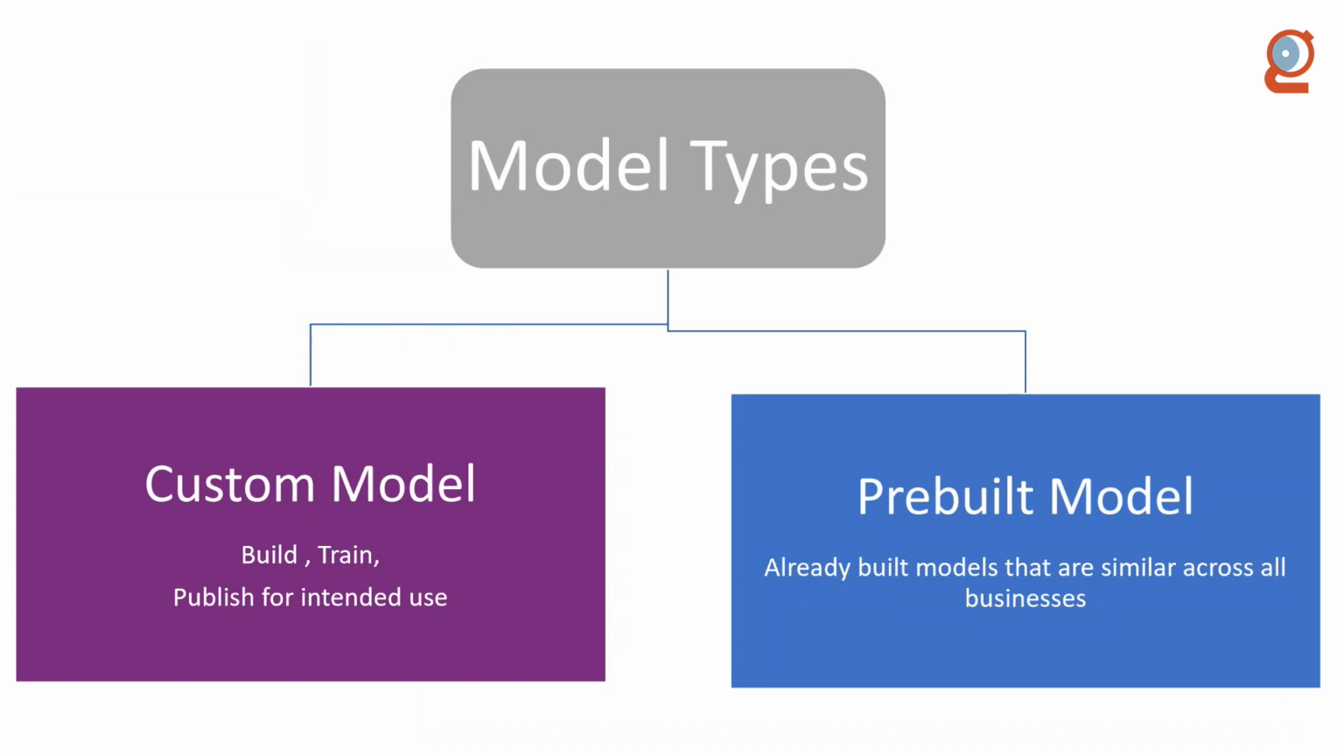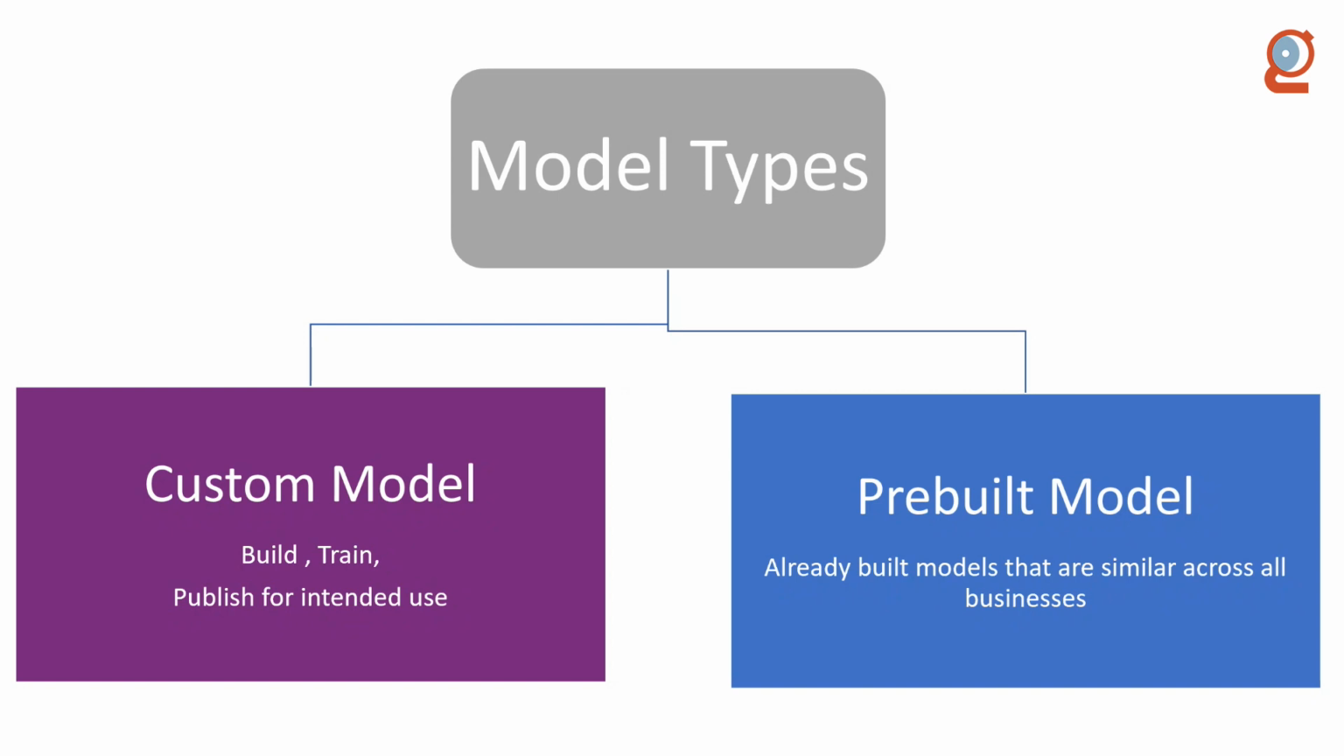So for the AI Builder, we've got two models. First of all, we have the custom models, where you can build, train, and publish for intended use. For instance, this might be a business process specific to yourself, a specific function within your business. Then definitely you need to use the custom model to train your model. For instance, your business might have its own way of processing its data, and you want to build a custom model purposed for yourself and your company. So for this, you need to train your model on how to do that.